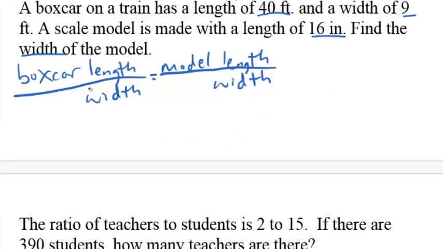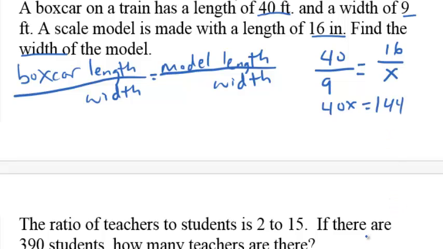All right, so putting in the numbers there, the boxcar length is 40 over the boxcar width is 9. So 40 over 9 is going to be equal to the model length is 16, and the model width I don't know. So put a variable there, put an x there, and then I can just do my cross multiplication. So 40 times x is equal to 9 times 16, which is 144. And then I can divide by 40 to say that x is equal to 3.6 inches.